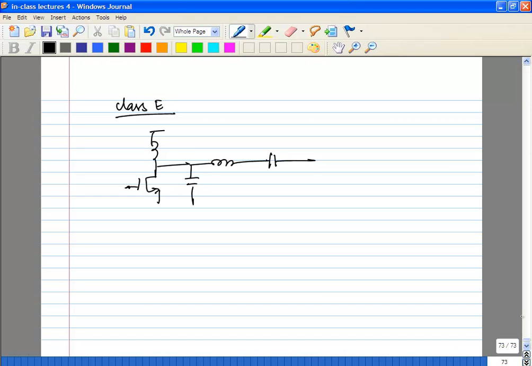so that you make sure there is no overlap between the current and voltage waveforms. And to do that, you are actually going to use a higher order, slightly higher order reactive network. This is your RL.